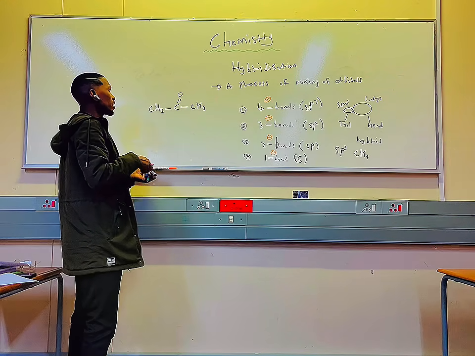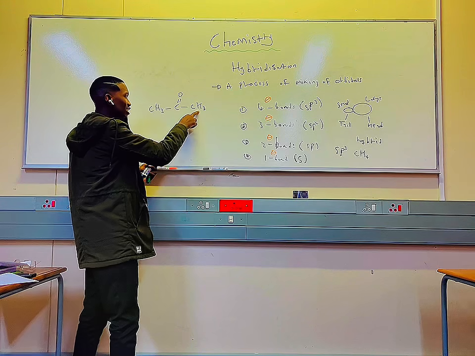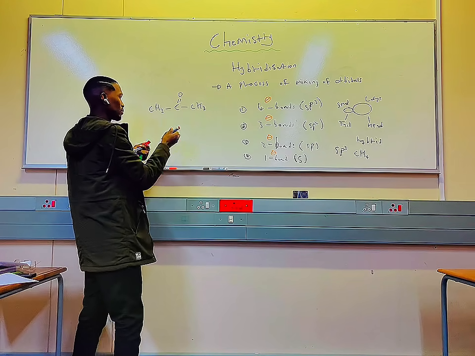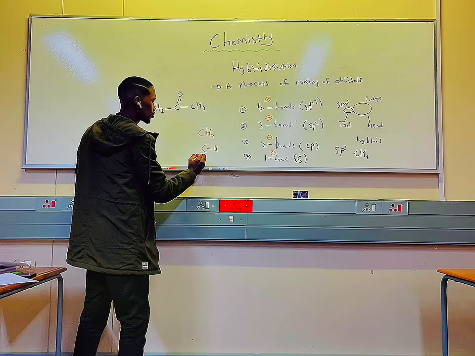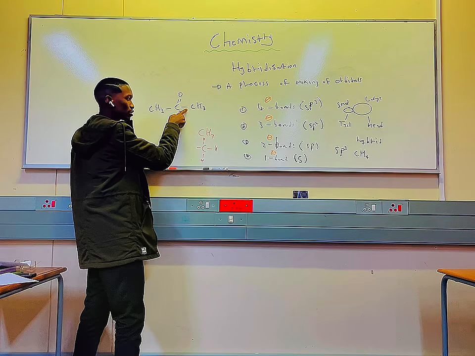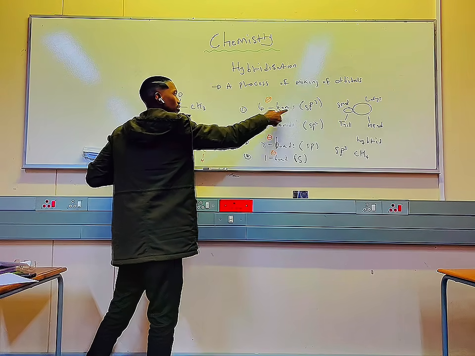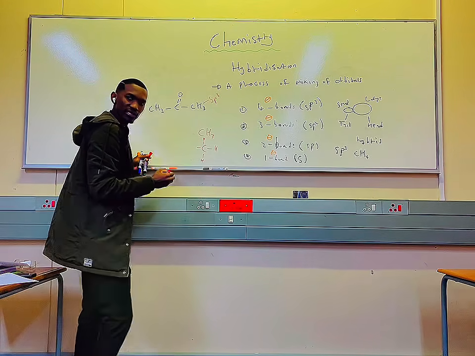Okay, now if you look at this carbon, it's CH3, so there are already 3 bonds, 3 sigma bonds, plus another one here. Remember I told you that CH3 is the same as 1, 2, 3, then there's another one here which is the 4th one. 4 sigma bonds makes who? sp3. So this guy is sp3 hybridized.